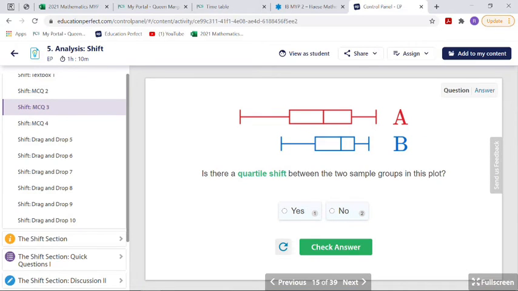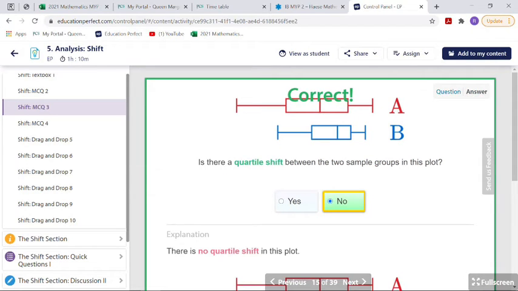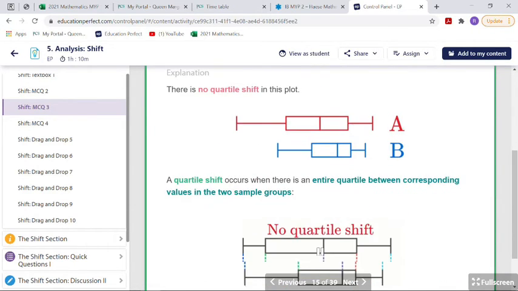Is there a quartile shift here? No. That was very definitive. There you go. There's not. So you see that none of these lines are all above one of the others. So the first quartiles are overlapping, the second quartiles are overlapping, the third quartiles are overlapping, and the fourth quartiles are overlapping. Right? Shift would mean that one of them did not overlap the other. Good job. That was very fast.